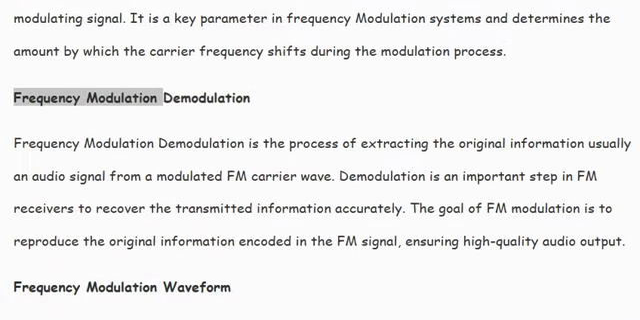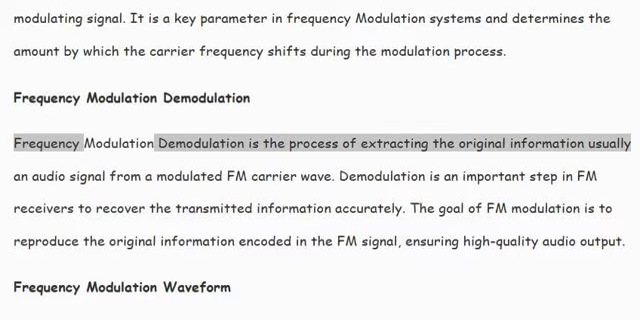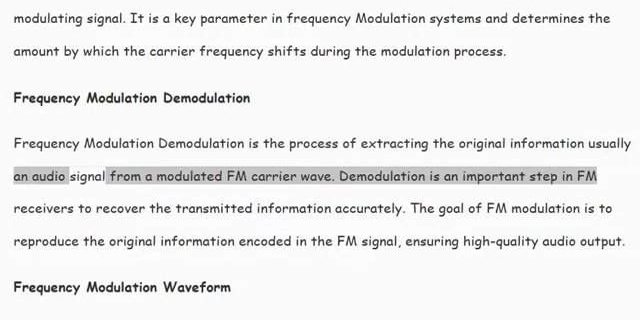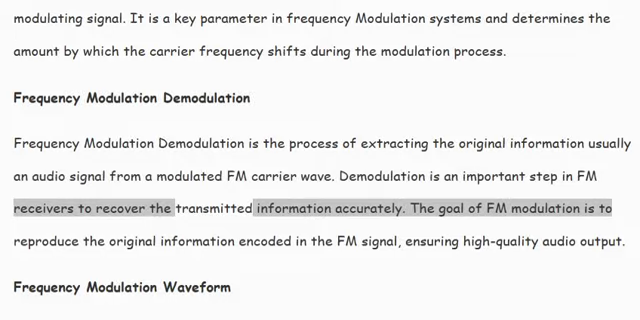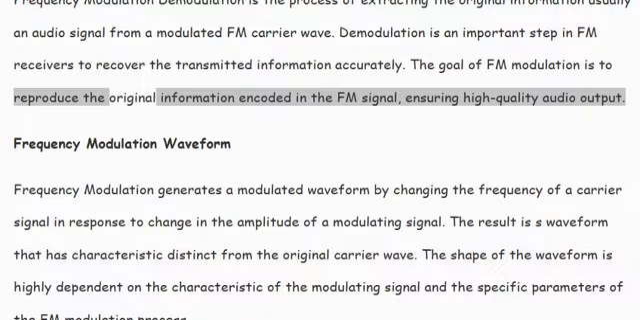Frequency modulation demodulation. Frequency modulation demodulation is the process of extracting the original information, usually an audio signal, from a modulated FM carrier wave. Demodulation is an important step in FM receivers to recover the transmitted information accurately. The goal of FM demodulation is to reproduce the original information encoded in the FM signal, ensuring high-quality audio output.